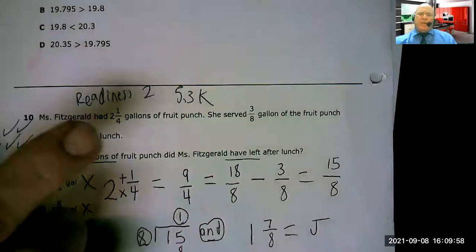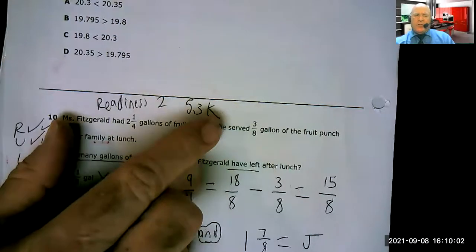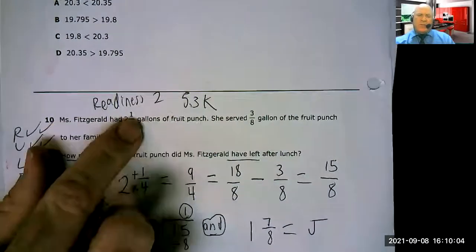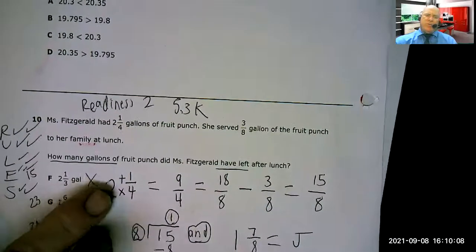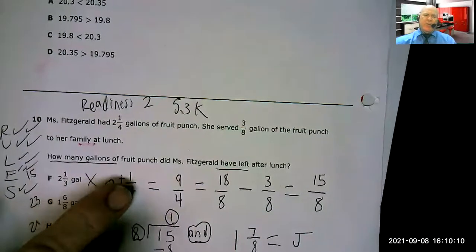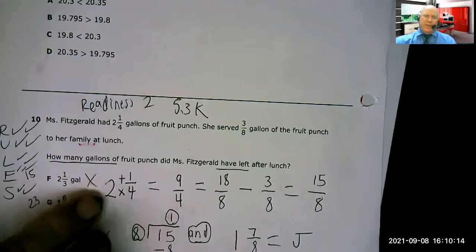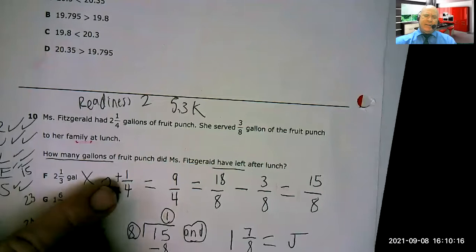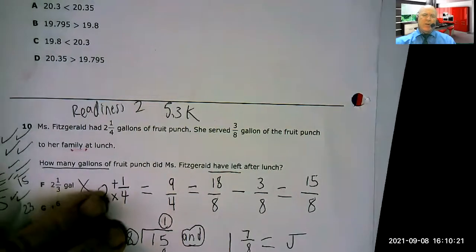So when you're serving some of the fruit punch, it means you're losing some of the total. So that's why they asked that question, how much left? So if we have 2 and 1/4, I want to call this strategy the Texas mixed combo.